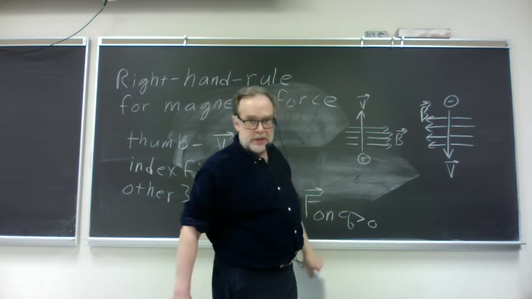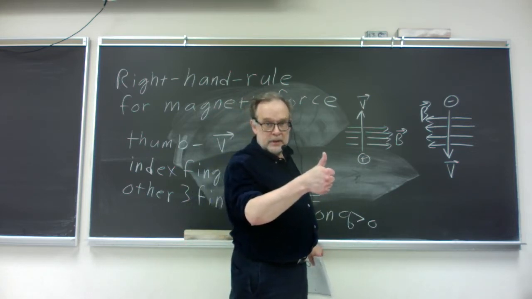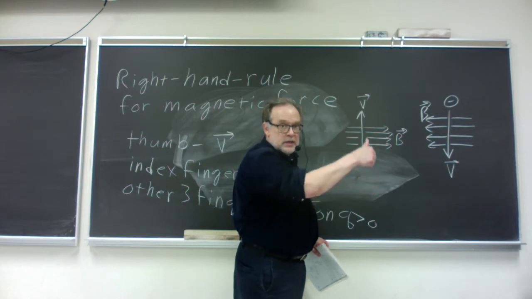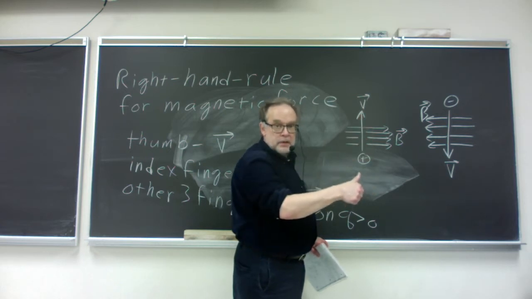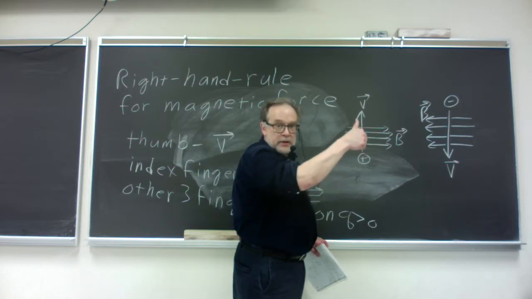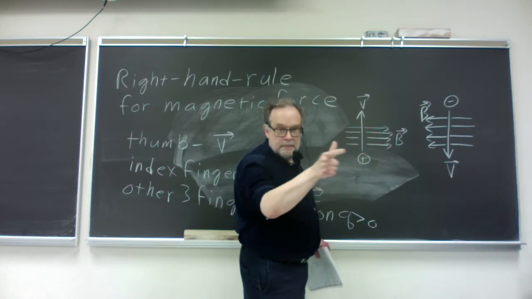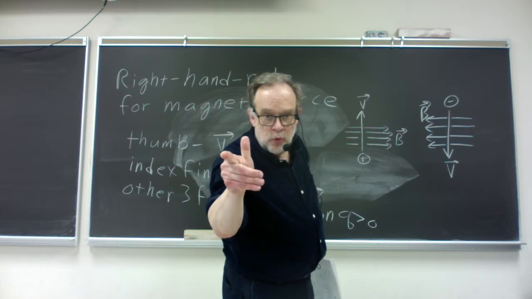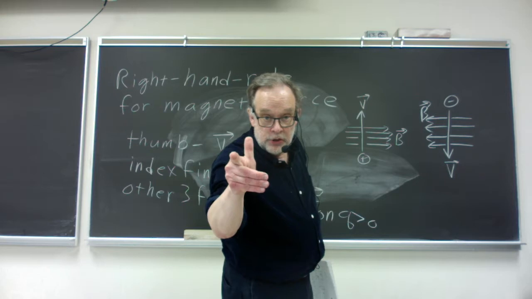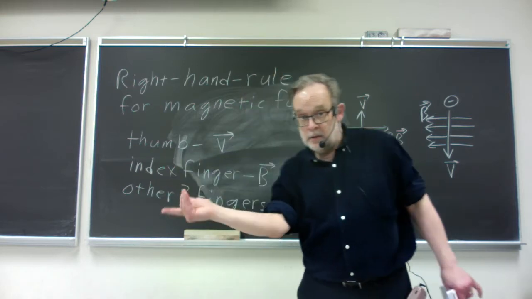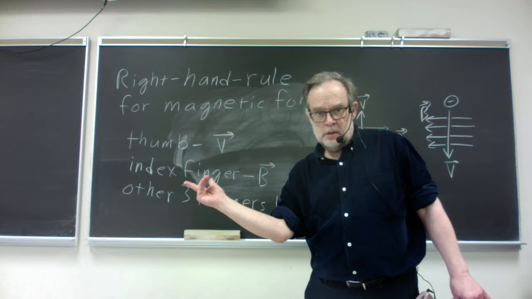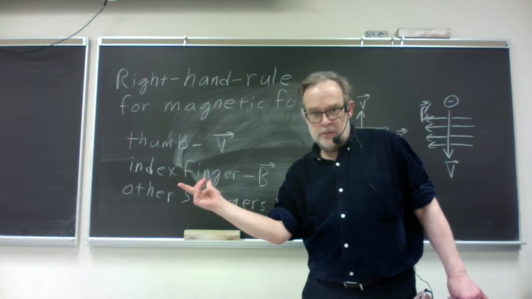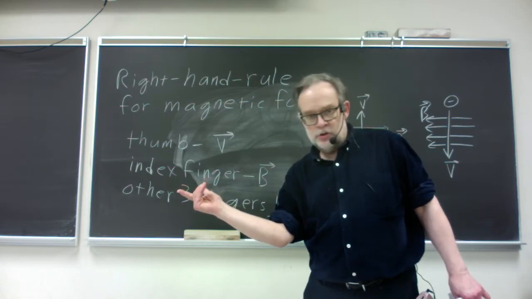So what do these rules tell us? That thumb in direction of the velocity of the charge that's going to be feeling a force. So thumb this way, index finger in direction of the magnetic field, and then you take your other 3 fingers and rotate them so that they're perpendicular to the palm of your hand. Perpendicular to your index finger and perpendicular to your thumb.